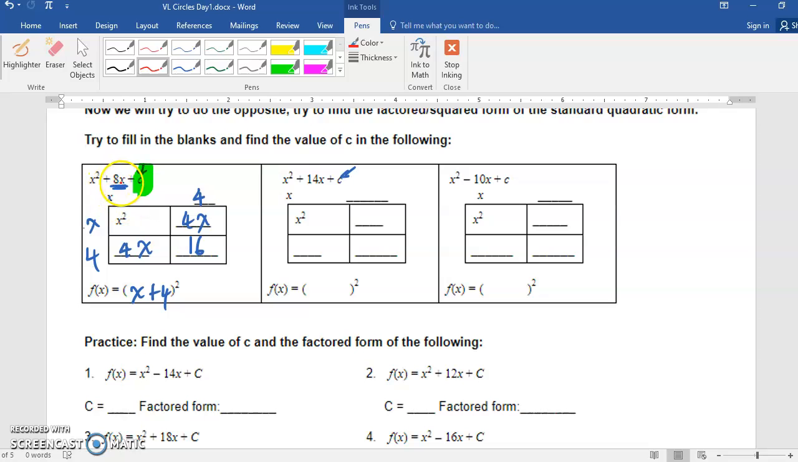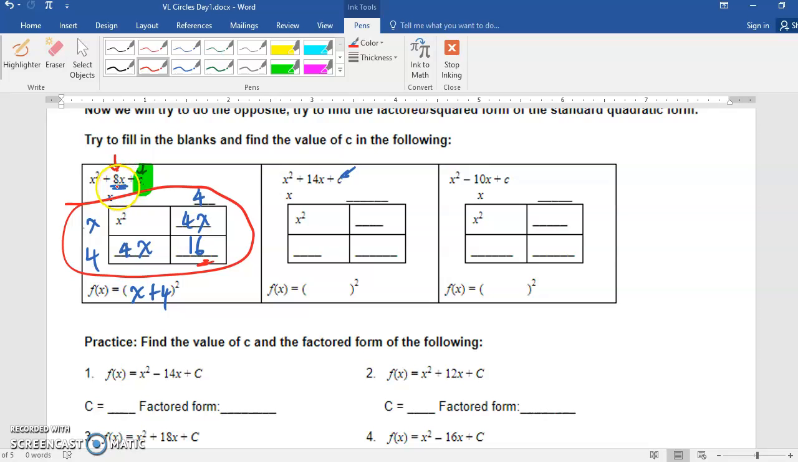4 is half of 8, but 4 times 4 is 16. So in effect, you can actually skip this whole work of drawing a box and trying to know what it is. You could actually find C directly by looking at the middle term. The middle term will give you all the answers.